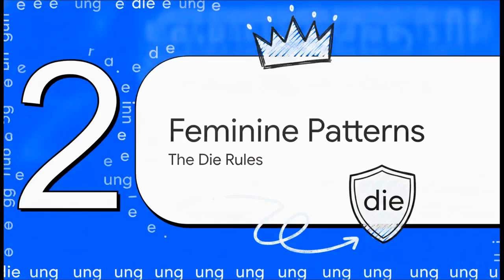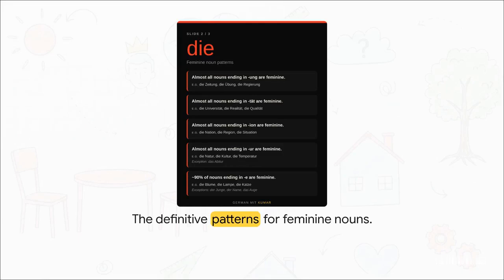All right, moving right along to our next section, finding the feminine patterns and mastering the die rules. Identifying feminine nouns actually relies on a slightly different strategy. While masculine nouns lean heavily into those real-world categories we just talked about, the feminine die is heavily reliant on recognizing some very, very consistent suffixes. It's almost mathematical once you see it.